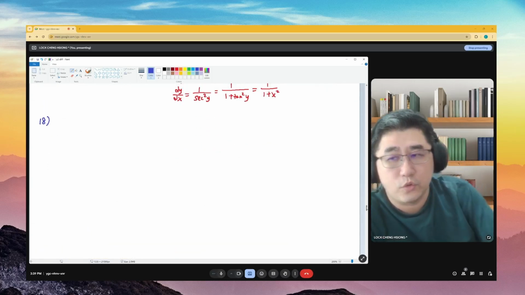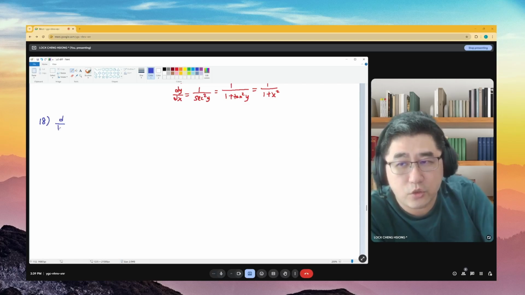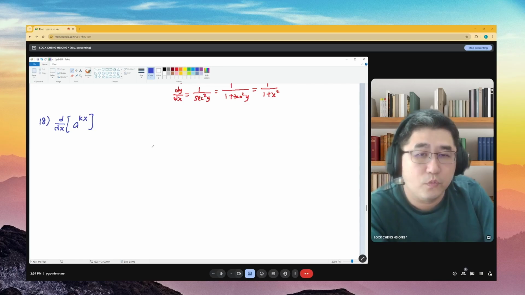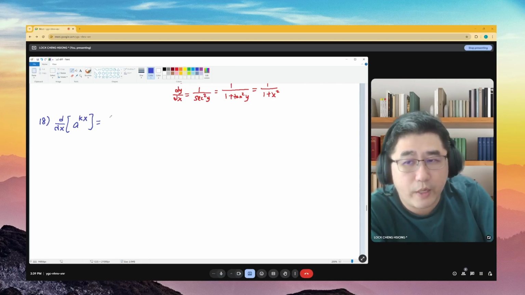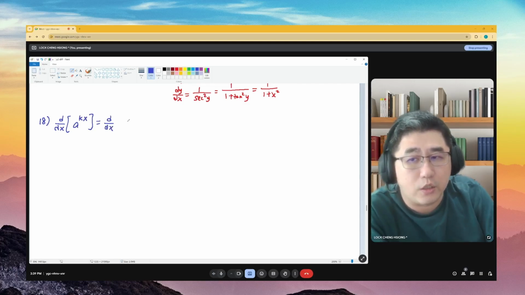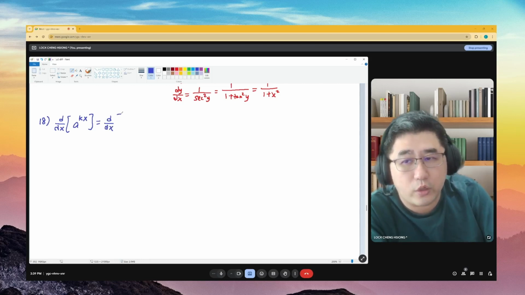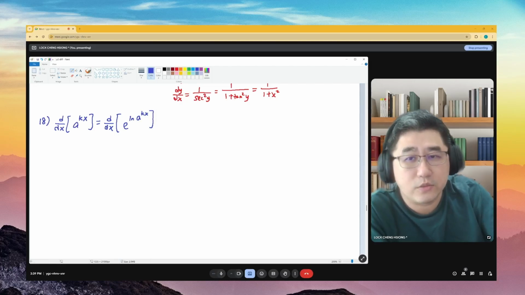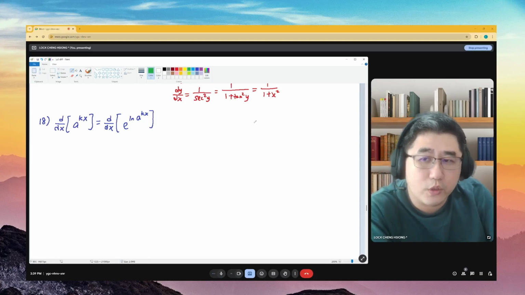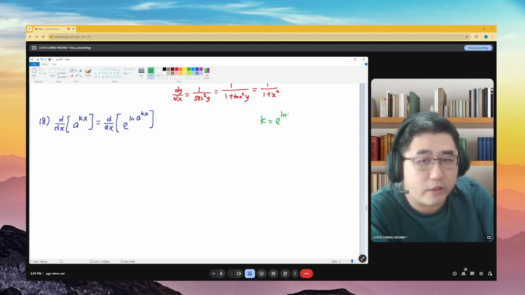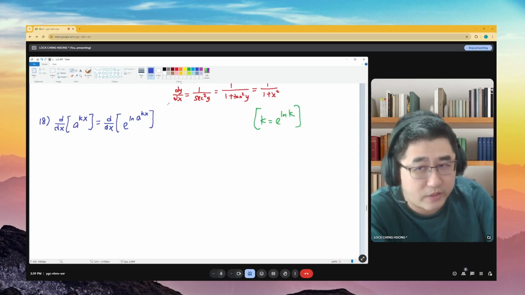So d/dx of a to the kx. First of all, by using the log rule, we can write it in the form of e to the ln of a to the kx. What exactly is this rule? From the log chapter 2 that you have done before, you should know that k equals e to the ln k. You already know this rule. As I say, we do have expectation.